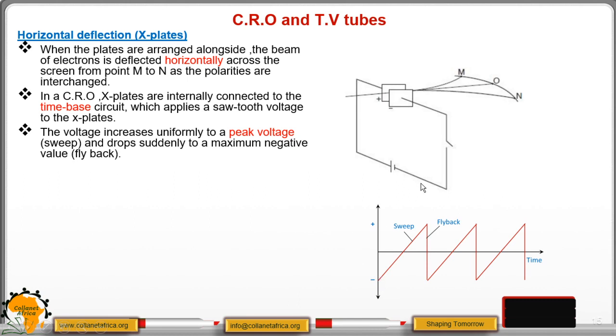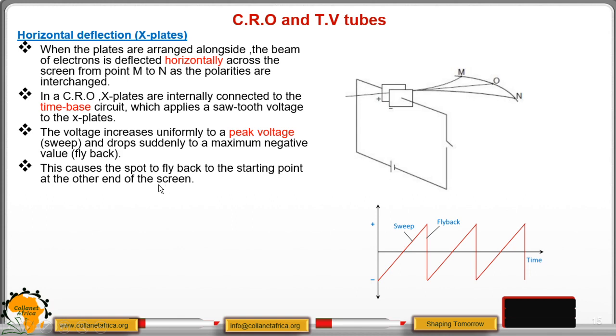So it is this time base, increasing to the peak voltage at this particular point, then it flies back to the maximum negative value here. So this is what we are calling the peak voltage. This is the maximum negative value. So we have the flyback and the sweep. So this is the type of voltage that is connected to our X plates.